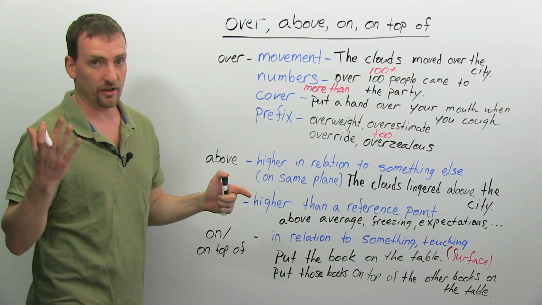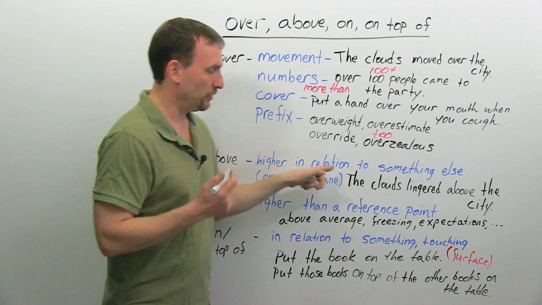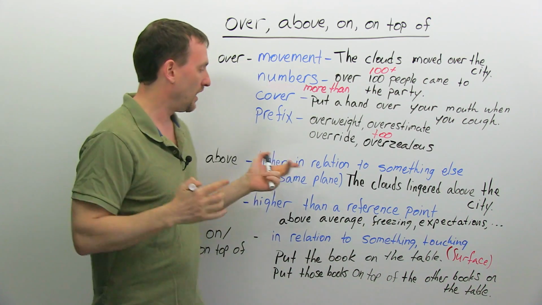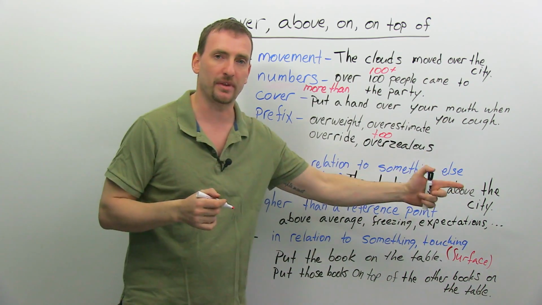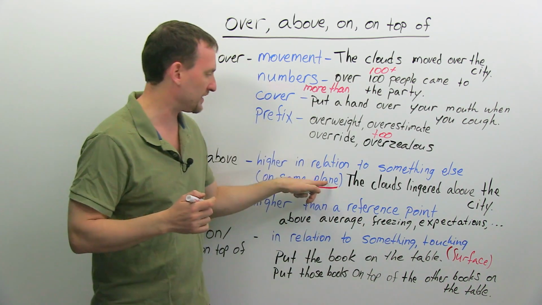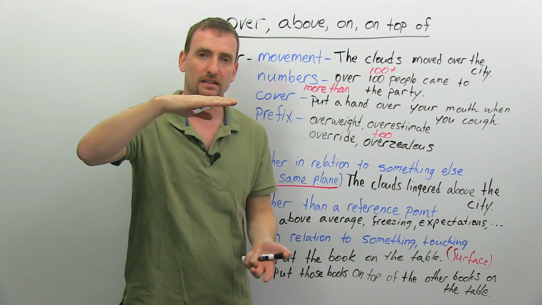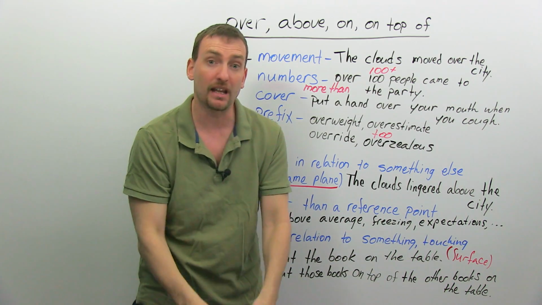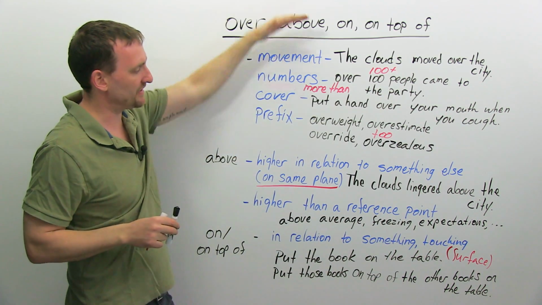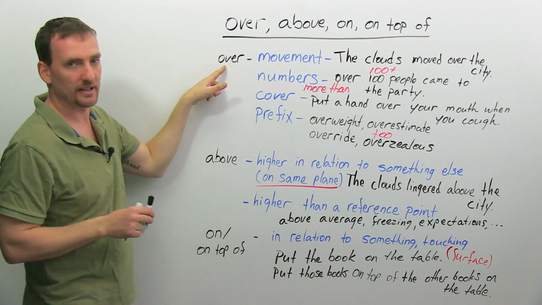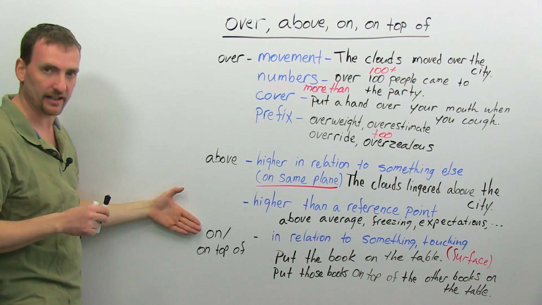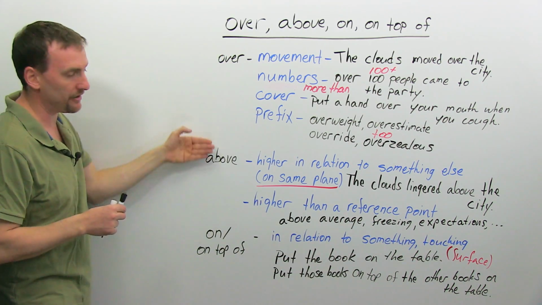So now, speaking of the normal level, above. Two ways to use this. One is, of course, in terms of physical relationship. Something is higher in relation to something else, but generally it is on the same plane. Now, what does plane mean? In terms of space, something is on the same line, I guess you could say, right? If you have a wall, something is above something on the wall. So over is listed above, because they're on a flat plane, on the flat whiteboard. One is higher than the other.